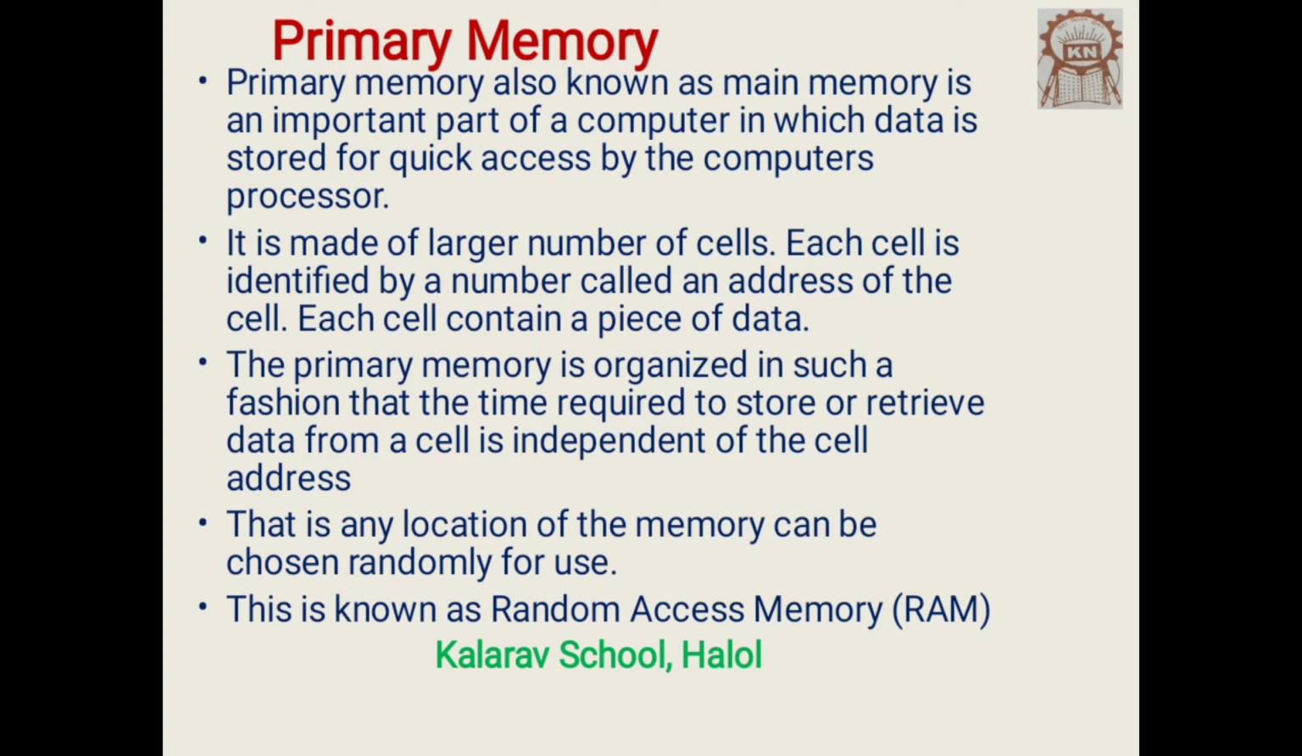The primary memory is organized in such a fashion that the time required to store or retrieve data from a cell is independent of the cell address. That is, any location of the memory can be chosen randomly for use. This is known as random access memory.